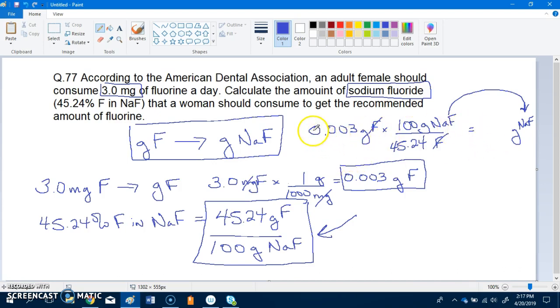Then we go ahead and we do the math. 0.003 times 100 is equal to 0.3 over 45.24, and that equals, when you divide it, 0.00663 grams.